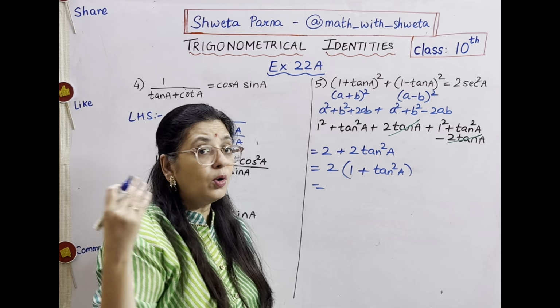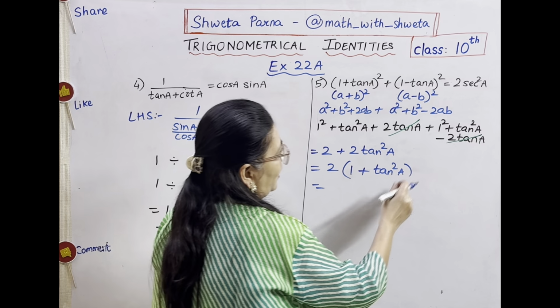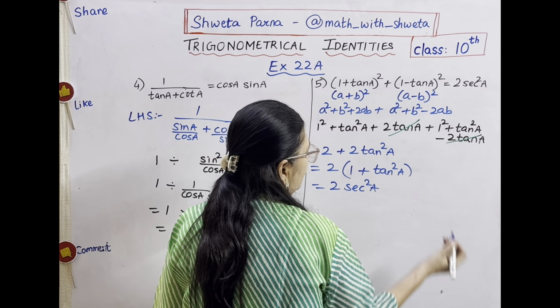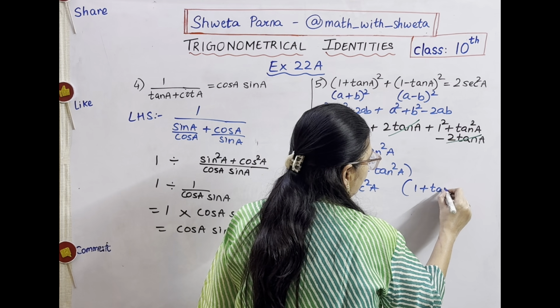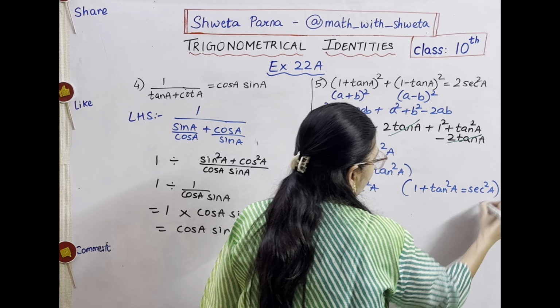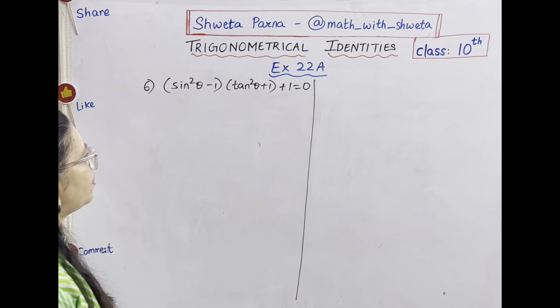Now, which is the golden identity? The 3 golden identities: 1 plus tan square A is sec square A. So you got the answer 2 sec square A. Remember this, 1 plus tan square A is equal to sec square A. Okay, let's go to the next one. Let's go to question number 6.